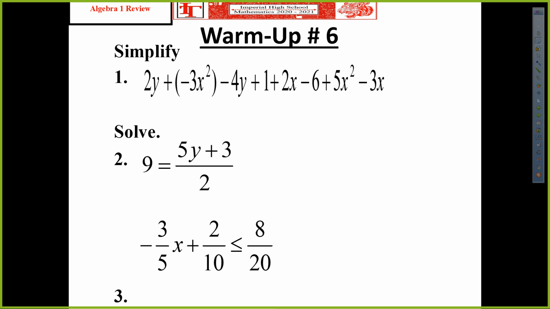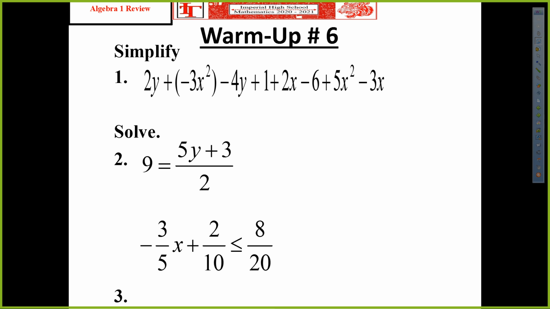Warm-up number 6, it says, number 1, simplify. And we got 2y plus, parentheses, negative 3x squared, close parentheses, minus 4y, plus 1, plus 2x, minus 6, plus 5x squared, minus 3x.